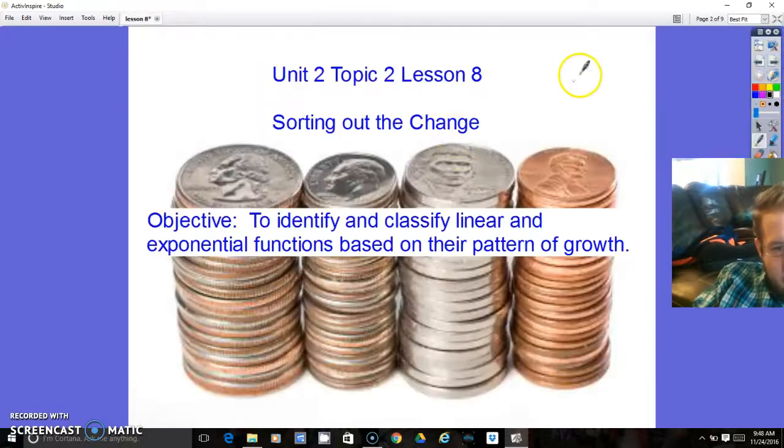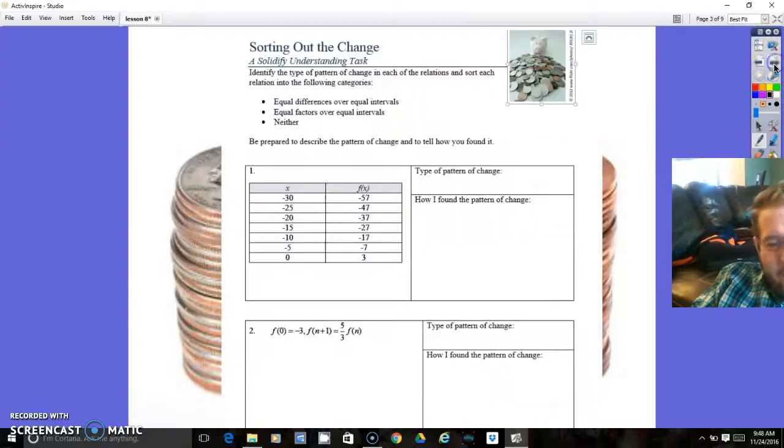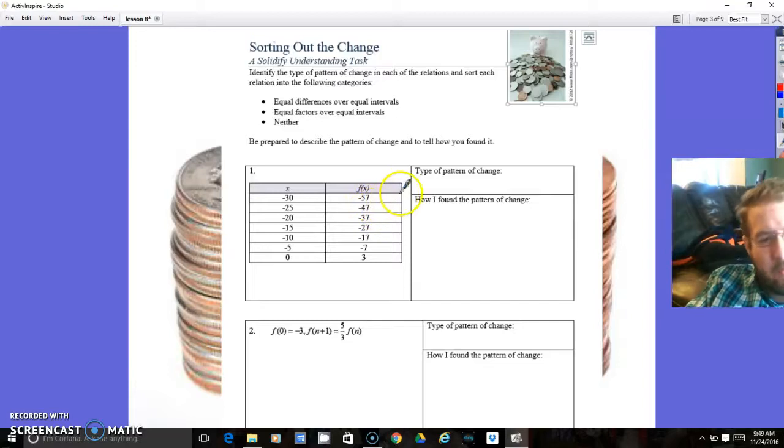Alright, so this lesson is to identify and classify linear and exponential functions based upon patterns of growth. So we're given either a model, which is an equation that represents a function, or you're given the table that represents a function. You're supposed to determine what type of change it is and what kind of function that would be.